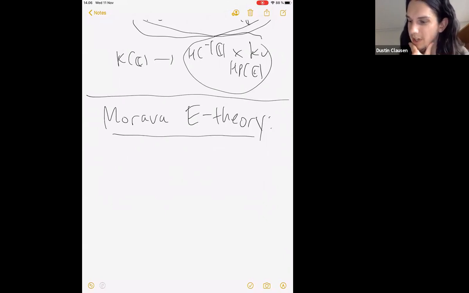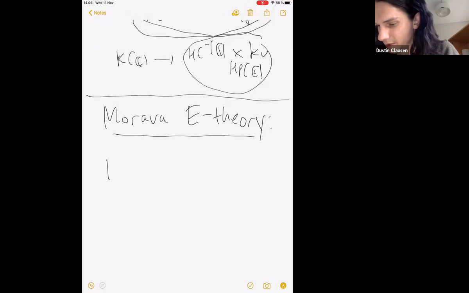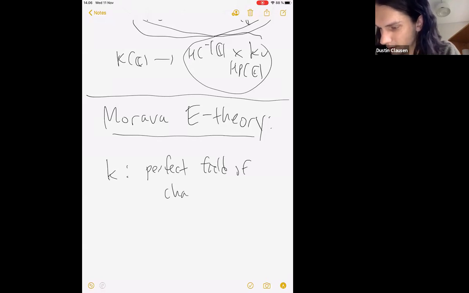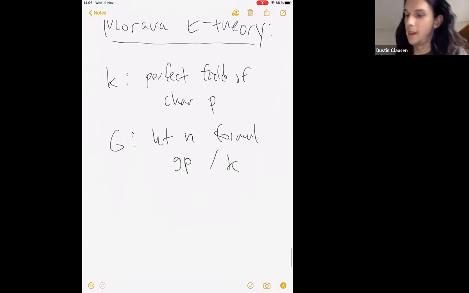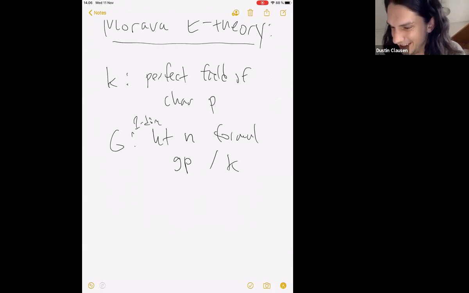So what is the story here? You can take a perfect field K of characteristic p, and then G, a height n formal group over K. So this is some kind of algebraic object over K. One-dimensional, one should maybe say. Yeah, in homotopy theory it's one-dimensional and commutative. I think that's automatic, but I'll say it anyway.